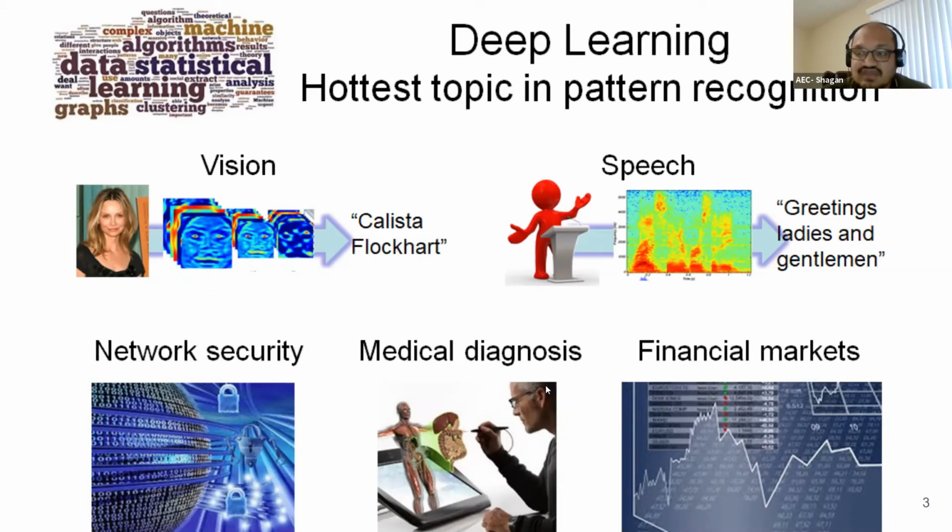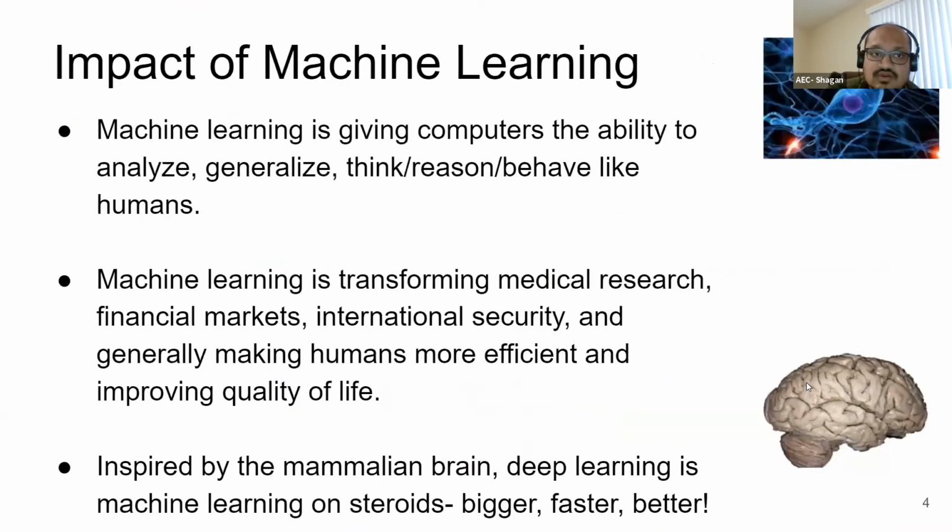we have models that can look at images and help doctors identify different kinds of diseases and parts of the images. And lastly, financial markets: there are lots of applications of deep learning there as well. Moving on, the impact of machine learning is very vast. On the right, I have an image of the human brain. At the bottom and the top, these are the neurons present in the human brain.